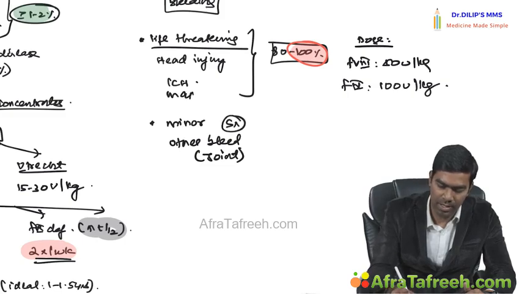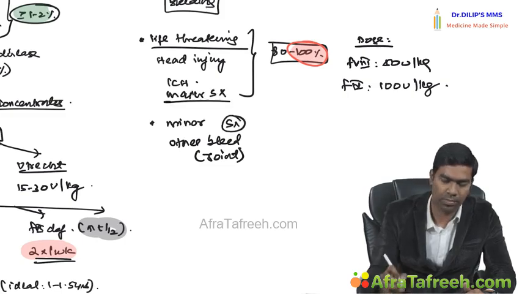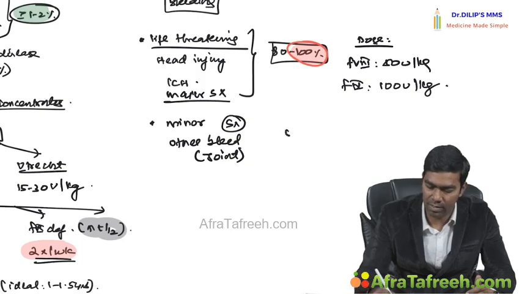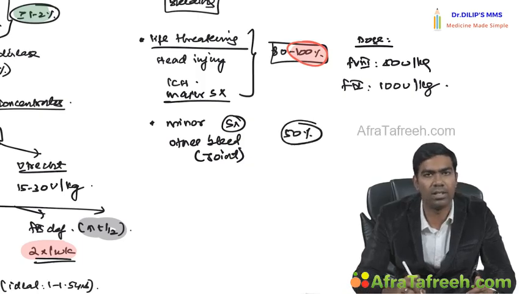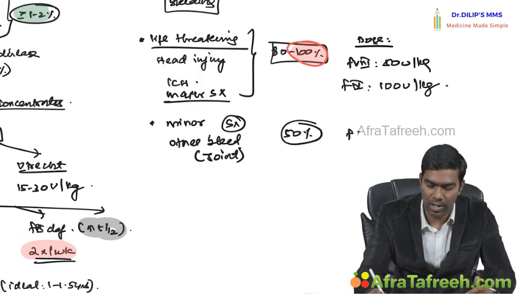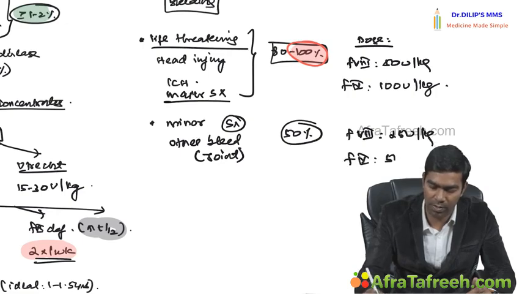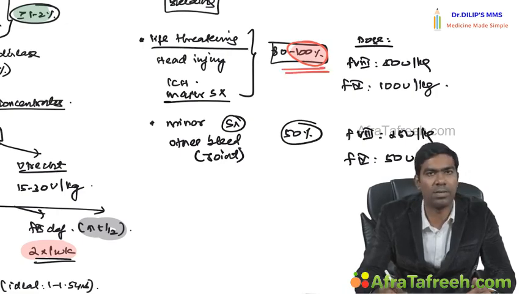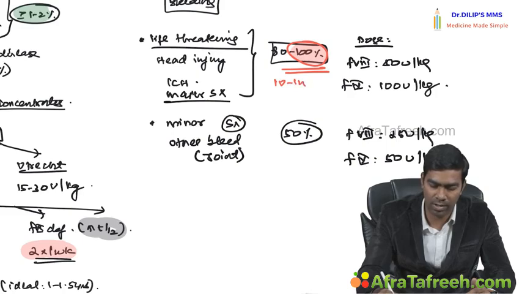Here obviously major surgery is a form of life threatening only, but minor surgery or a minor bleed or a hemarthrosis, here you have to maintain the factor levels at 50% at least, and the dose needed for that is, for factor 8 you give 25 units per kilogram, and factor 9 you are going to give 50 units per kilogram. At the same time, how long you have to maintain this 100% levels? At least for 10 to 14 days.